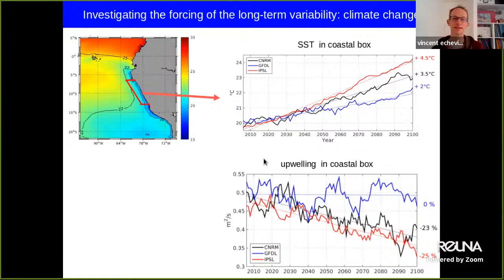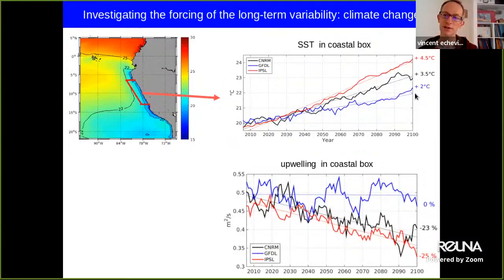If we look at the SST, I'm not talking about biogeochemistry yet, I'm mainly focusing on the physics. You can see that the 2 models that have a decreased upwelling, in red and black, have a very strong increase of temperature. So we have an increase of 3 to 4 degrees in the coastal box. But also, if you look at the blue curve that had no change in wind and a steady upwelling, you can see that the temperature also increases by at least 2 degrees.